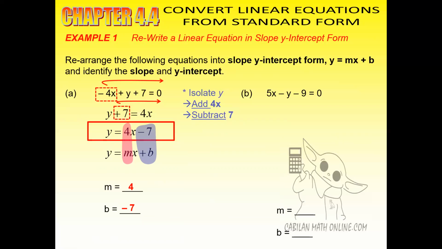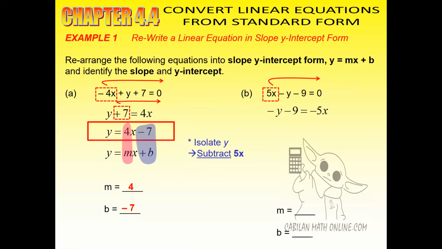So for part B over here, again, we're going to move the letter first. So we're going to take the 5x. It's going to go to the other side, and it's becoming a negative. So we have -y minus 9 is equal to -5x there. So the next thing that we're going to do here is we're going to take the -9, move it to the other side, and it becomes a positive. So what we have here is -y is equal to -5x plus 9.